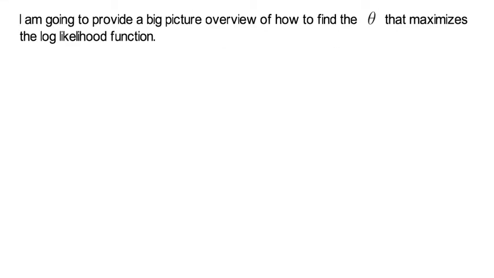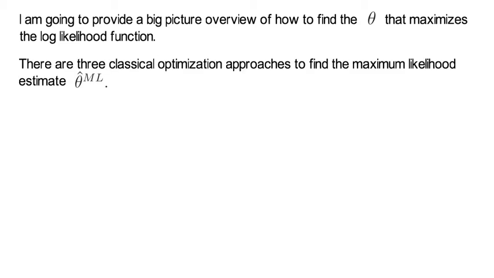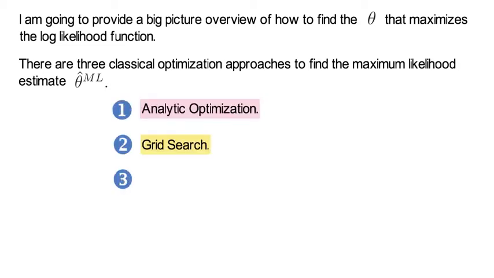I'm going to provide you now with a big picture overview of how to find the theta that maximizes the log likelihood function. There are three classical optimization approaches to find the MLE, which we call theta hat ML. There's the analytical optimization, the grid search, and the numerical optimization. Now let's add a word to each of these approaches. Let's start with the analytical optimization.